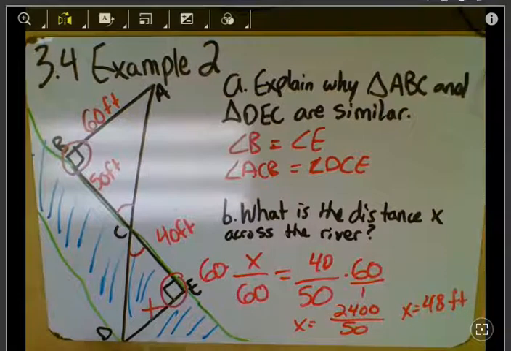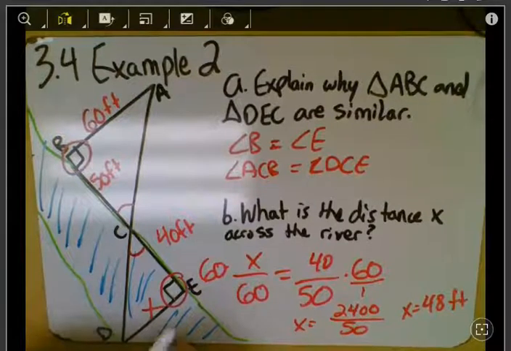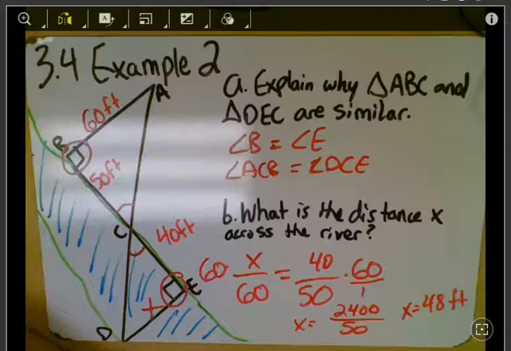If you feel comfortable with this example, move on to the On Your Own. Otherwise, try watching the video again. And I think that's the end of the examples for the section.